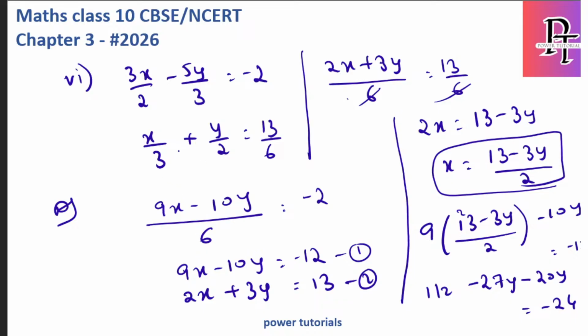Okay, I wrote it here. Fine. 9x minus 10y is equal to minus 12. Okay, second equation, 2x plus 3y by 6 is equal to 13 by 6. 6 is cancelled, so 2x plus 3y is equal to 13. So x here I got as 13 minus 3y by 2. So 9 into 13 minus 3y by 2 minus 10y is equal to minus 12. So this becomes 13 into 9, and minus 27y minus 10y is equal to minus 24 minus 47y.